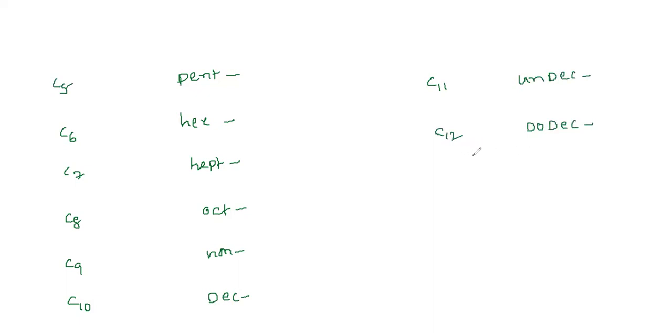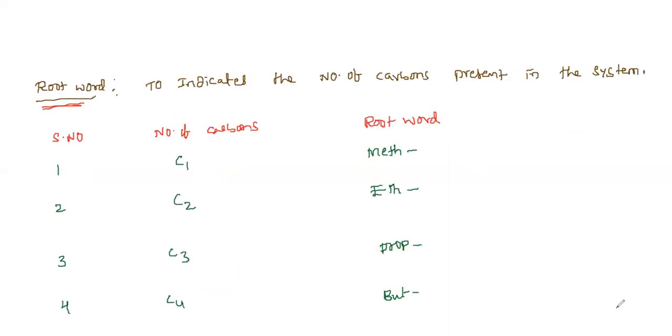This is what you have to find out first in the system. Whatever system they give, first you have to find out the root word. How many carbons are there? So for example, three carbons are there, that root word is prop. If four carbons are there, but. If two carbons are there, eth. You have to find out first the number of carbons.